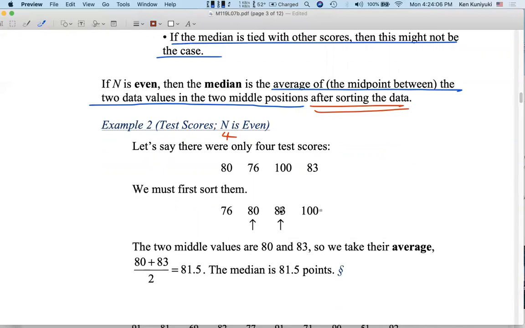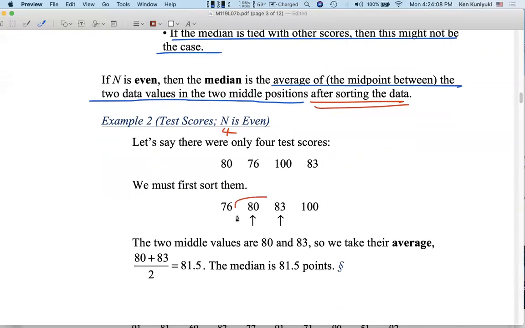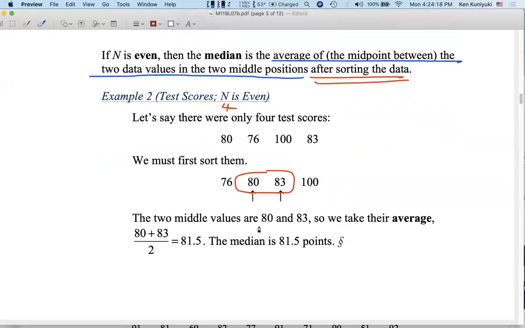The problem with finding the median here is that we have 2 data values in the middle, the 80 points and the 83 points. So what do? We take the midpoint, the average between these 2 middle values. The 2 middle values are 80 and 83 points, so we take their average, kind of like their midpoint. How do we take the average of these 2 values? How do you average 2 numbers? You add them up and divide by 2.